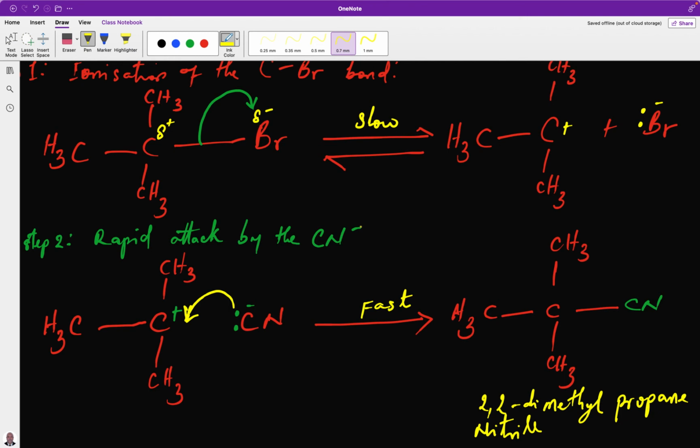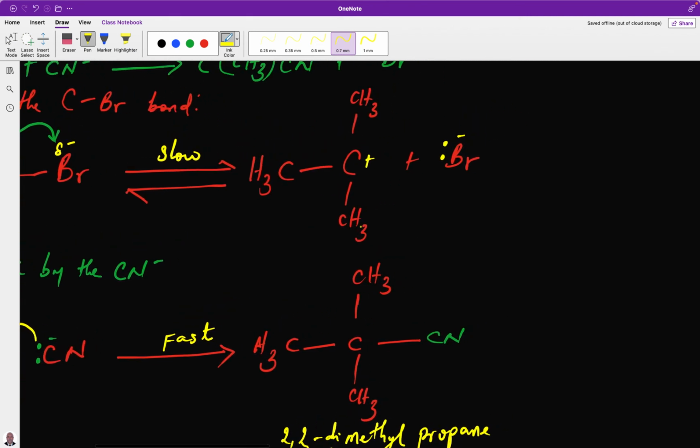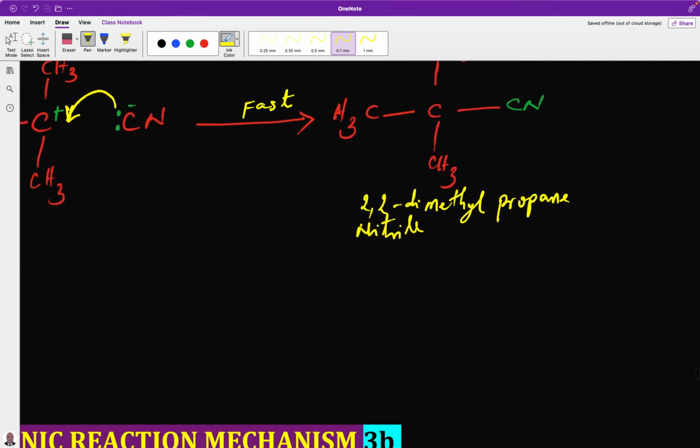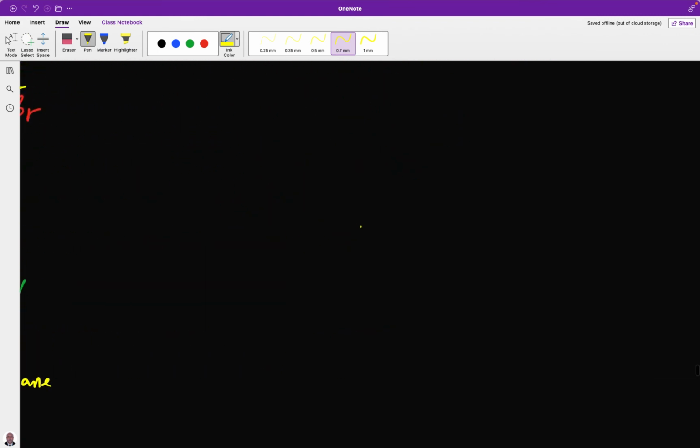It leads to the formation of a nitrile, and this reaction can be represented in this form. I can summarize the reaction in this form. This is how we can summarize the reaction.